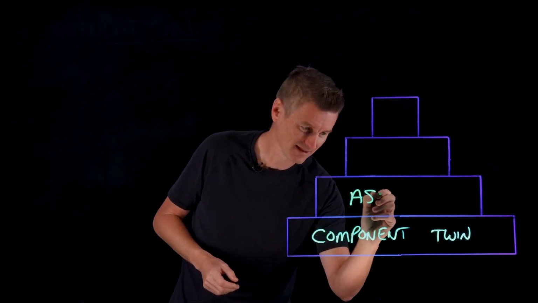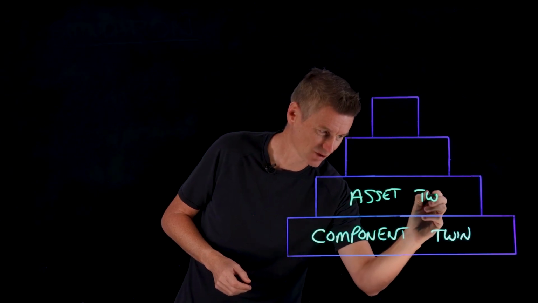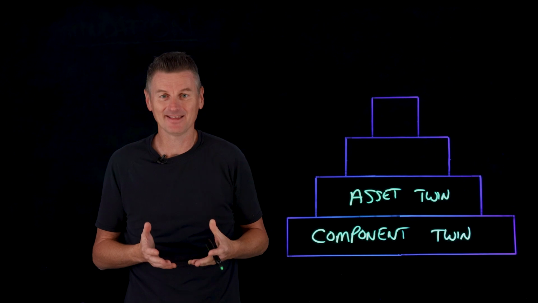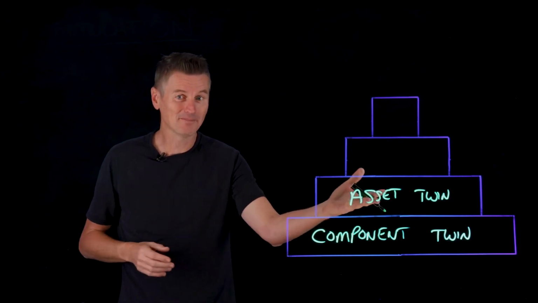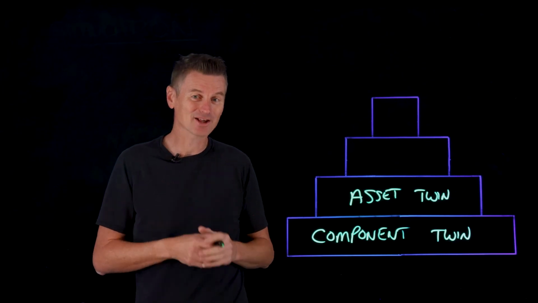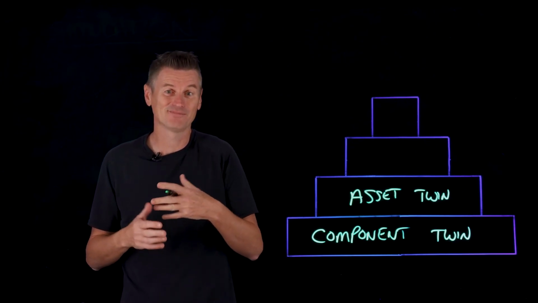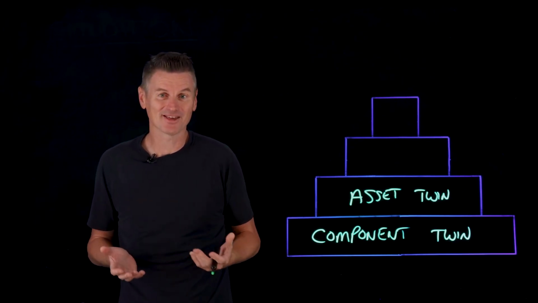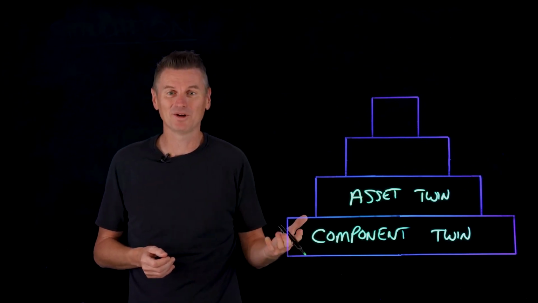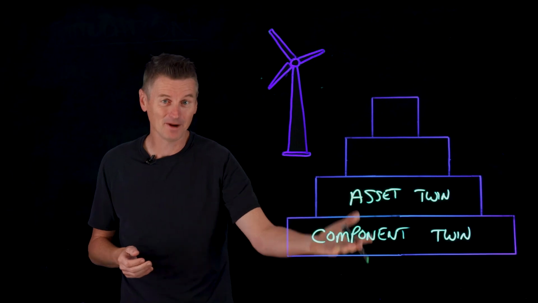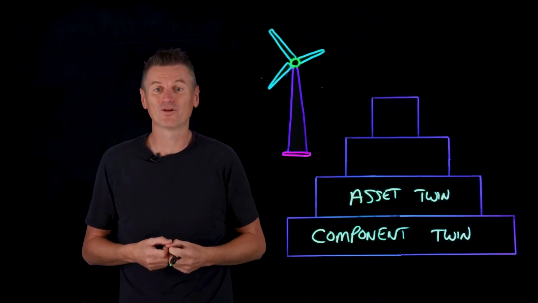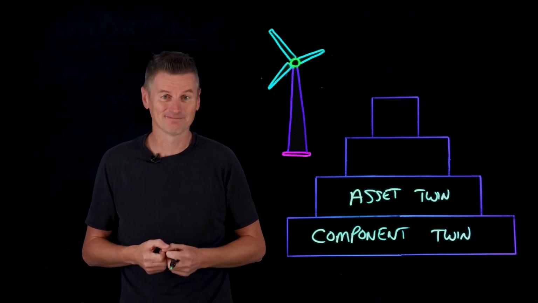Next layer up is asset twins. Now, asset twins represent an entire asset made up of multiple components working together. And asset twins let you study the interaction of those components, creating a bunch of performance data that can be processed and then turned into actionable insights. An asset twin for a wind turbine would integrate data from all of its components, like the blades and the gearbox and the generator, to monitor overall performance and predict failures.